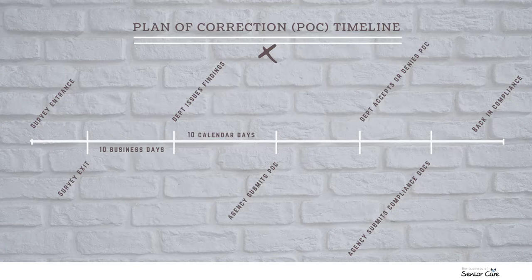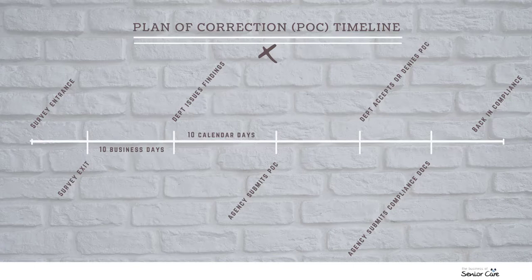Starting again on the left, the surveyor enters, the survey is conducted by the surveyor or survey team, and then at some point the survey exits. On that day of exit, there's usually a conference with the agency manager about the initial findings, and then they physically leave the building, concluding the survey portion of the process. Then 10 business days go by, and the department must issue their findings within 10 business days after the exit, in which you receive your statement of deficiencies.